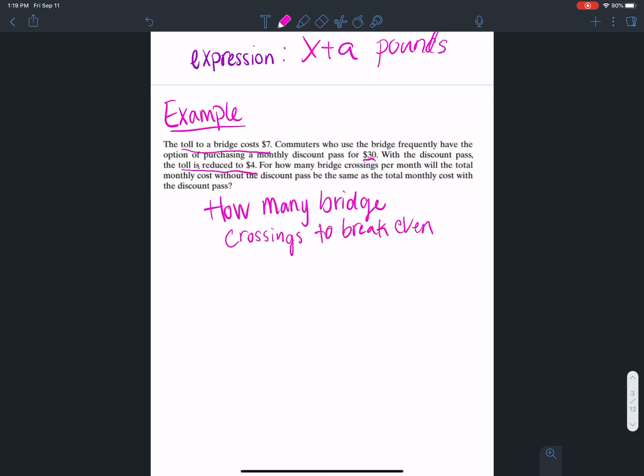So again, toll to cross a bridge costs $7. So each time you cross the bridge, you're paying $7. So we're going to represent that as 7x, X being the number of times you cross that bridge. Okay? And then you want to know how many per month will it be the same as the total with the discount pass. So you're just looking at without the discount pass and with, how many bridge crossings will it take. So you're just going to do 30 plus 4x, because when you have the monthly pass, you're paying that $30 one-time fee, and then you have to pay $4 still when you cross. Okay?